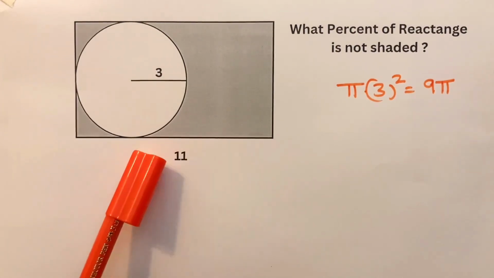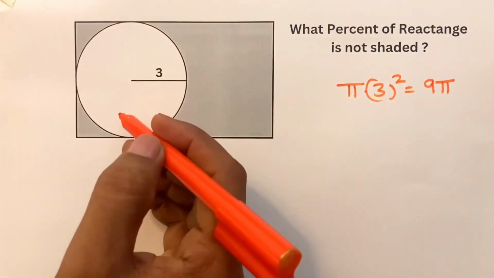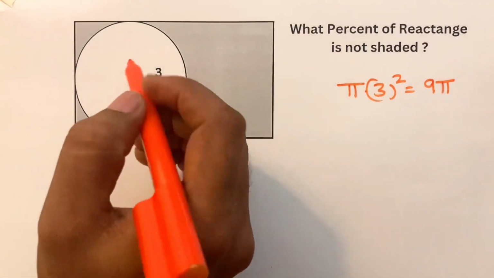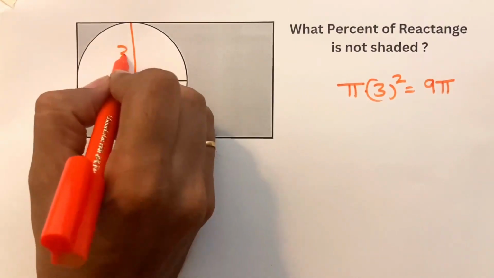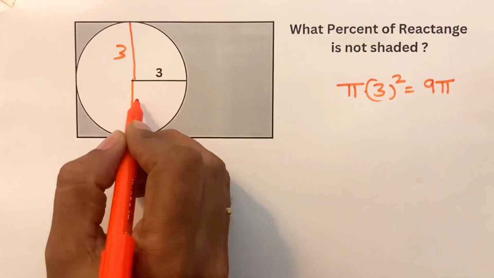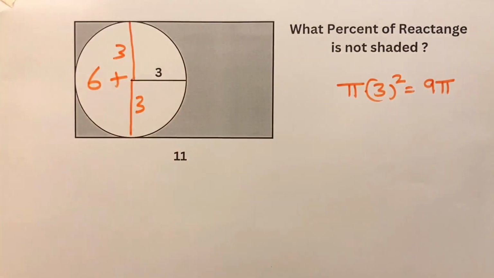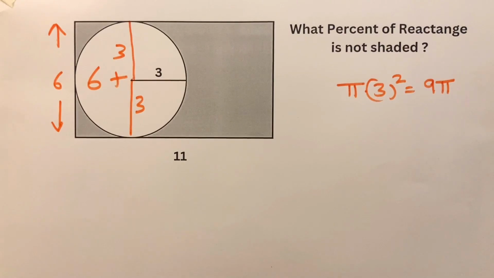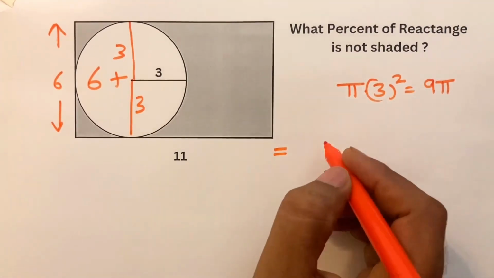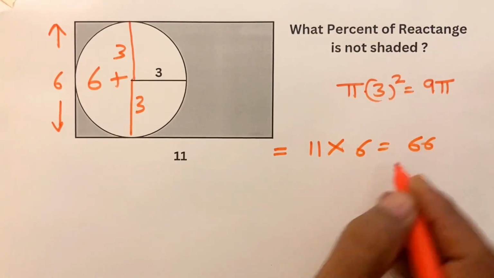Now let's find the area of this rectangle. As we know, the side length of this rectangle is 11, and now we have to find this side length. As we can see, this is the radius of this circle, which is 3, and this is also a radius, which is 3, and 3 plus 3 equals 6. Therefore, this side length is going to be 6. So the area of this rectangle is going to be 11 multiplied by 6, which equals 66.